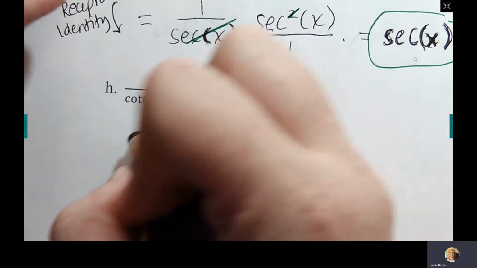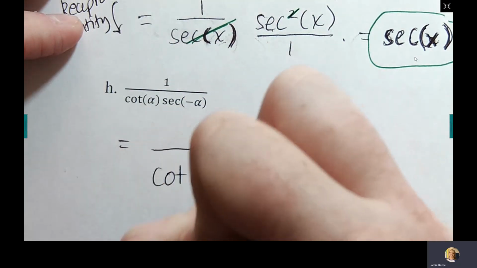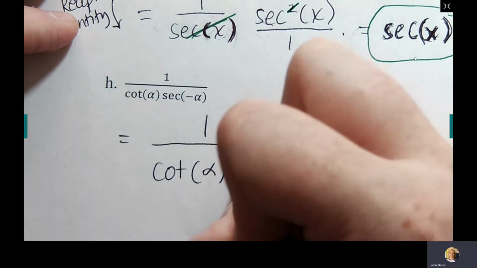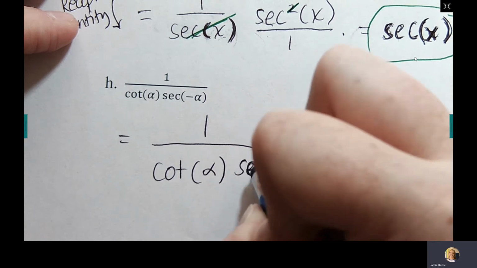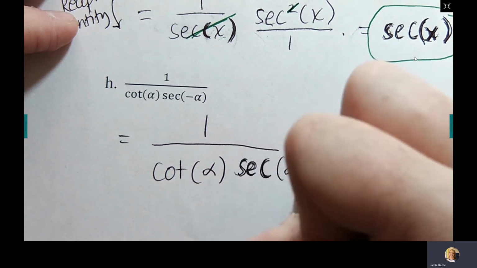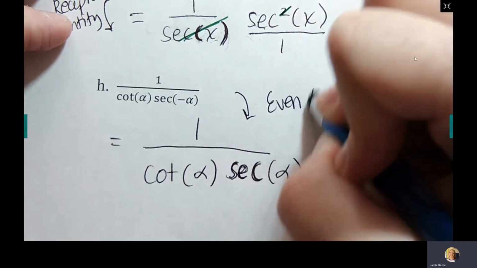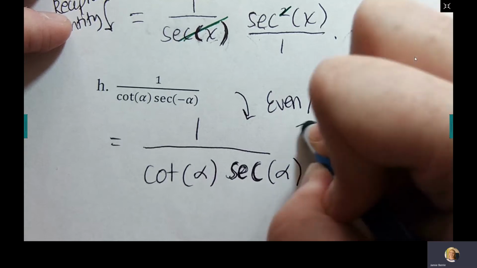So let's do that. 1 over cotangent alpha stays the same. Alpha kind of looks like a fish swimming to the left. And then we have secant of alpha. And again, that was our even-odd identity. That's the first thing you want to take care of anytime you see a negative angle.